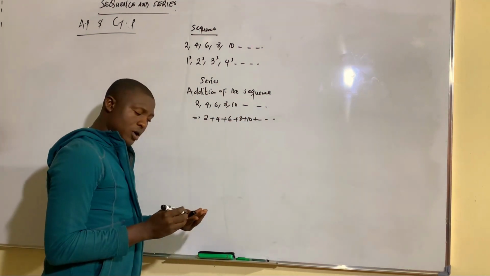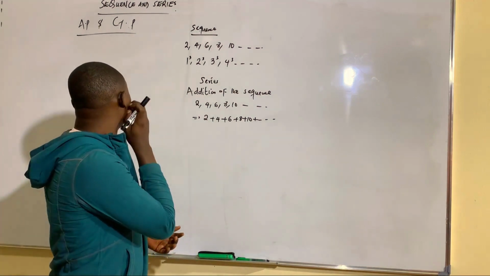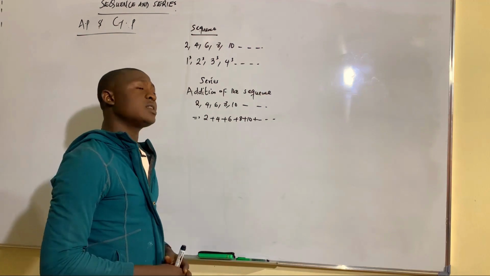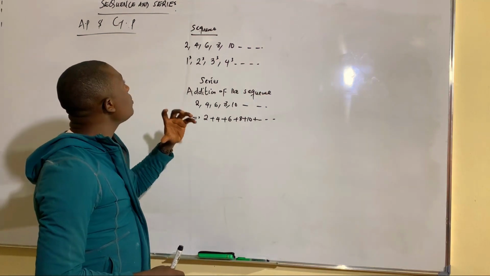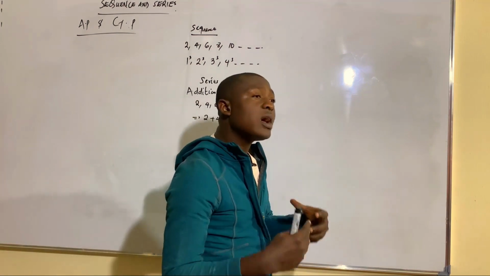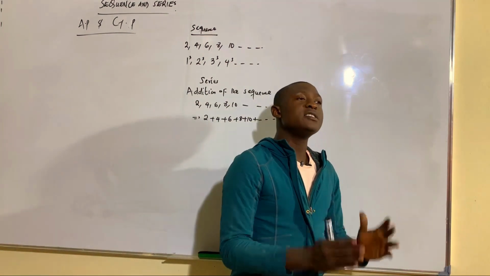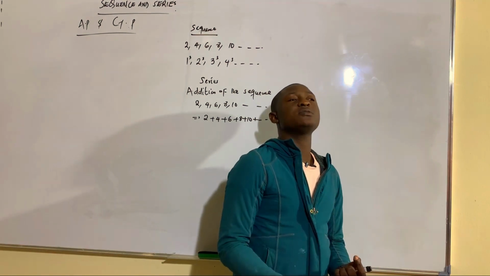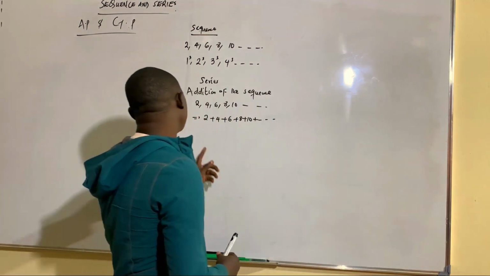You can refer to the material we are using for this particular sequence and series to have more examples so that you can learn a lot about it. But literally, when we have an arrangement of numbers in a particular order governed by the same rule, we call it a sequence. The addition of all those terms is what we call series.